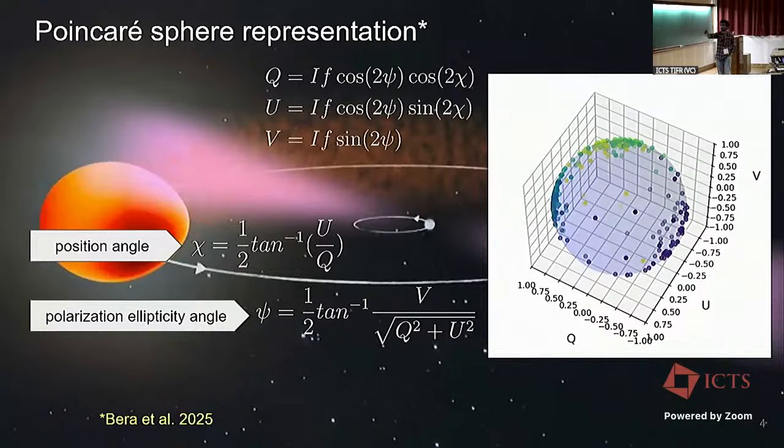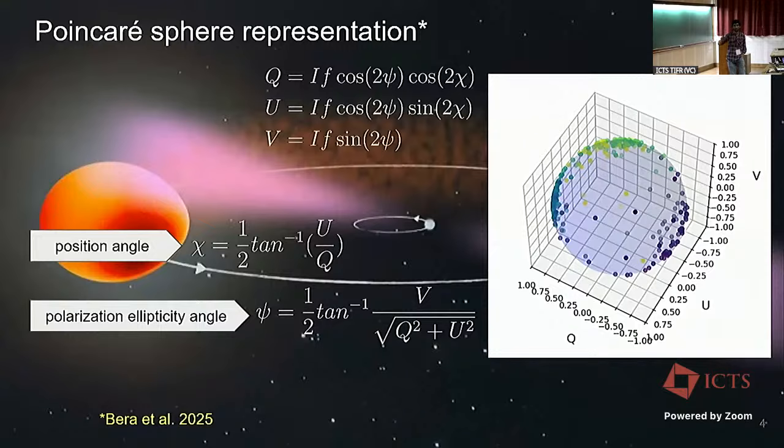I'll have a quick recap of the Poincaré sphere, and I want to emphasize that IQUV are the four Stokes parameters which we get from the observations, and this F is basically the total fractional polarization, which will be useful in the upcoming slides. Once you have QUV, you can plot it in the 3D diagram, and these are the angles which are used to plot this. This is the representation.